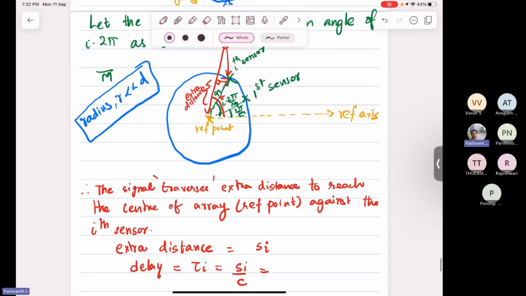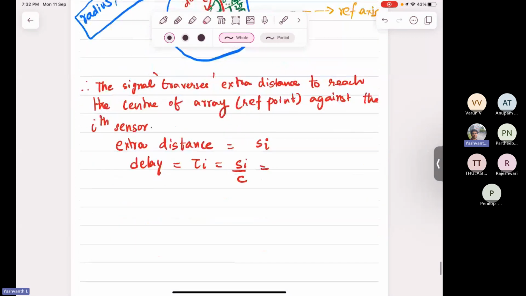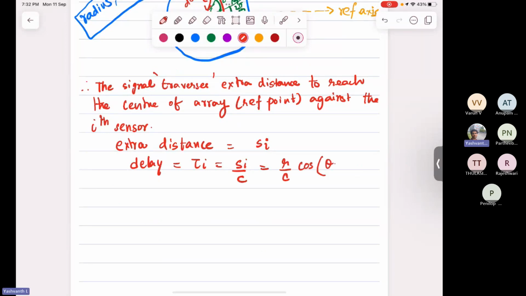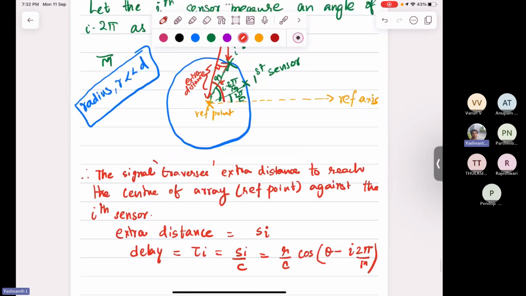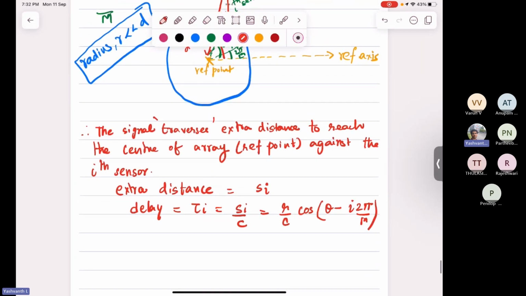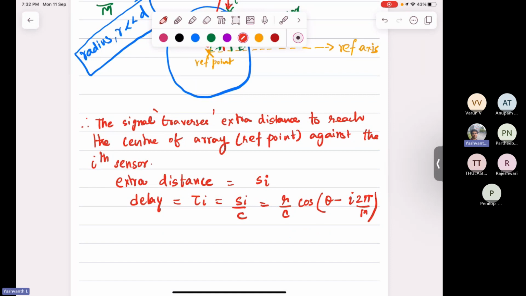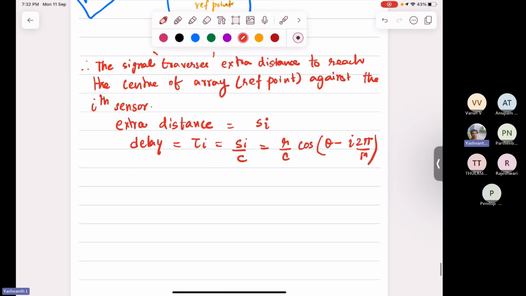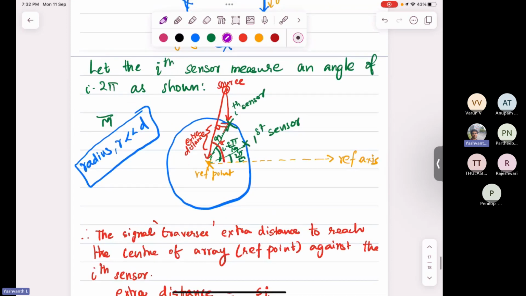You can show that from trigonometry. This is given by r by c cos of theta minus i2 pi by m. That is, theta minus i2 pi by m is this small angle here. Use the trigonometry in that triangle. You can show that this extra distance, the delay, is given by r cos of theta minus i2 pi by m divided by c to get the delay. Therefore, what is theta here? Theta is the angle of the DOA of the source.